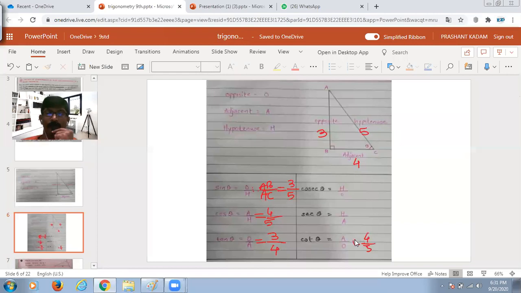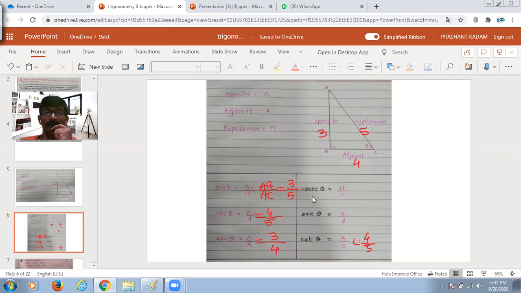Okay. Now next thing is sec. What is this sec? Sec is reciprocal of cos, or cos is reciprocal of sec. And now suppose this is adjacent upon hypotenuse, this would be hypotenuse upon adjacent.